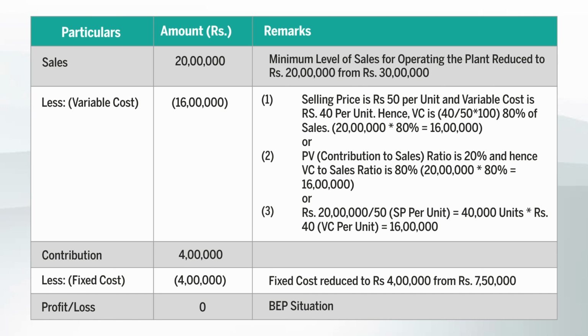Hence, the firm can operate the plant till the sales reaches the break-even point. Means if sales are above break-even point, there will be profit. And if sales are below break-even point, there will be loss. So we can say that the firm can operate the plant till the sales reaches the break-even point of rupees 20 lakhs. If sales go below rupees 20 lakhs, it will have to shut down the plant. Hence, in this way, we can verify the impact of minimum level of sales for operating the plant.